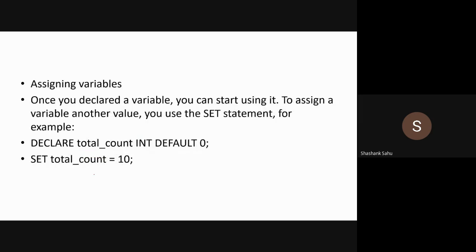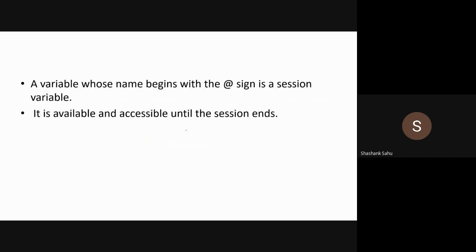Now to set the value of a variable, we can use the SET command, total count equal to 10. Total count is already defined as an integer and default value is 0. Now if a variable name begins with the at the rate symbol, then we call it a session variable. A session variable is a variable that will stay after the procedure also.